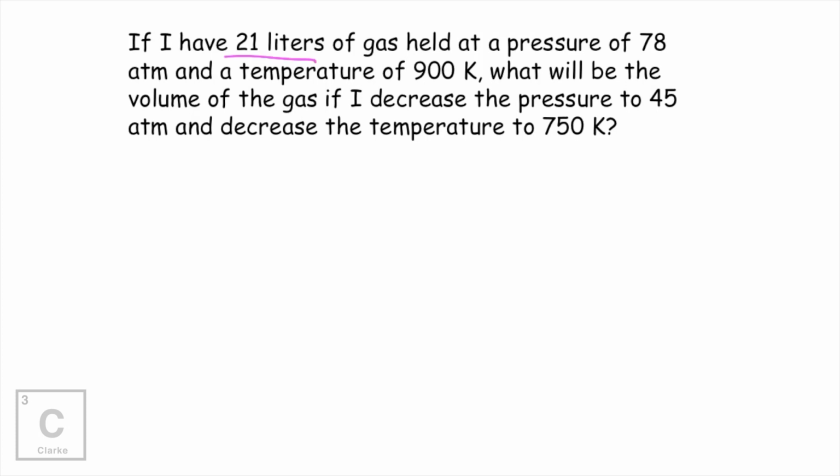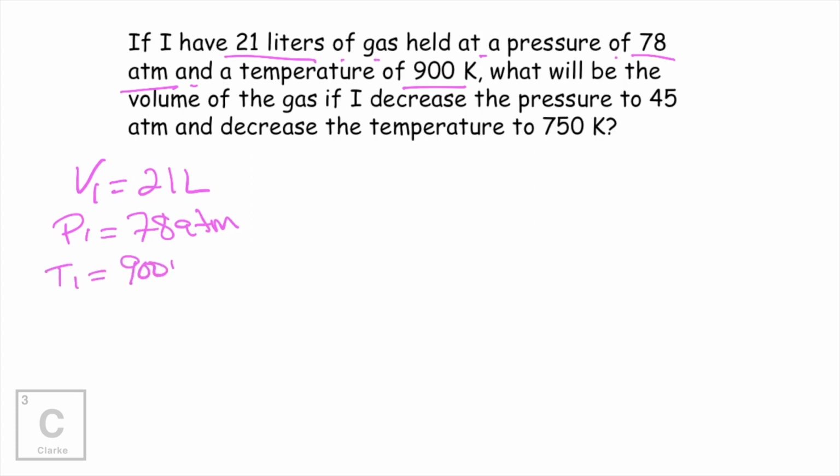So we've got 21 liters. That's a volume. I'm going to call that volume 1. 21 liters. And then we keep going. We've got 78 atmospheres. And see how this is all linked together. Of gas, at a pressure of. They go together. So this is atmospheres. That's pressure. Pressure 1. 78 atmospheres. And then we keep reading. And a temperature of 900 Kelvin. So I've got a temperature 900 Kelvin.